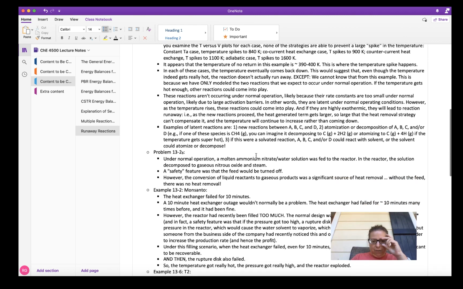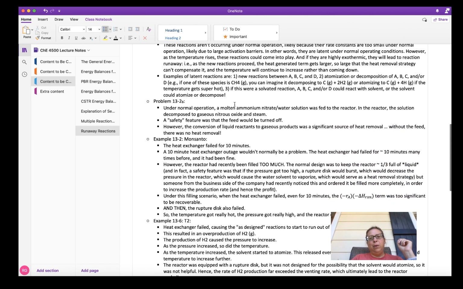Examples of reactions that could come into play that weren't originally in play: new reactions between the reactant and product species. You could have atomization or decomposition of the reactant or product species. For example, if one of these species were methane and the temperature got really hot, you can imagine methane decomposing to carbon plus hydrogen gas, or even atomizing to carbon plus atomic hydrogen gas. This is going to give off a lot of moles of gas, so 1 molecule of methane going to, in this case, 3 moles of gas, or in this case, 5 moles of gas, and that, of course, increases the pressure.